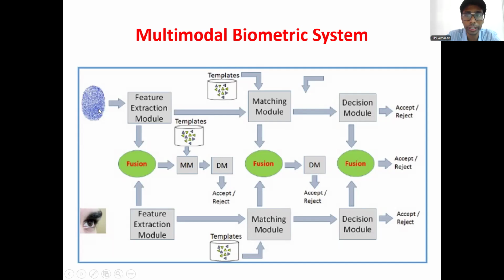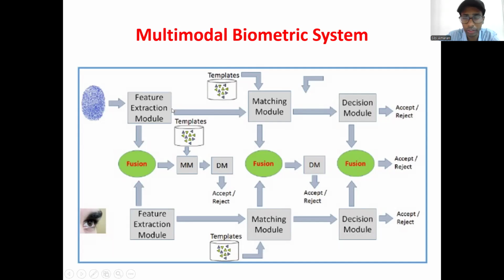You can look into this diagram. Multimodal means we will be using multiple traits. The first trait I'm using here is the fingerprint, and the second trait I'm going to use is the iris. Got it? So multiple traits I'm going to use, so automatically that refers to multimodal.